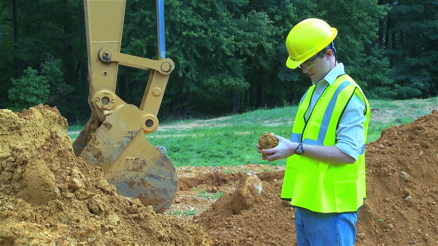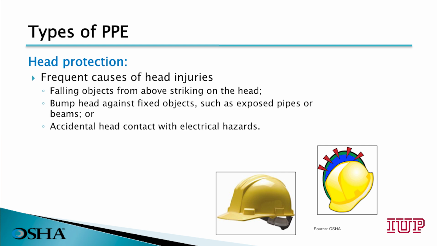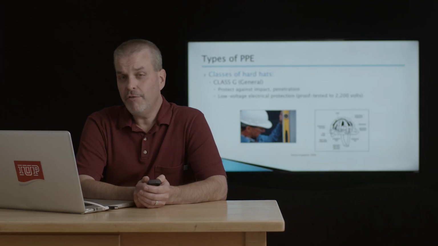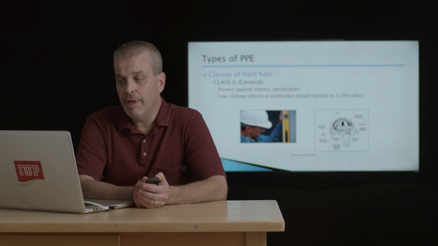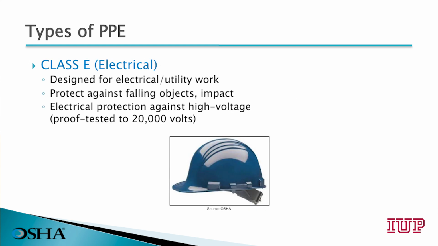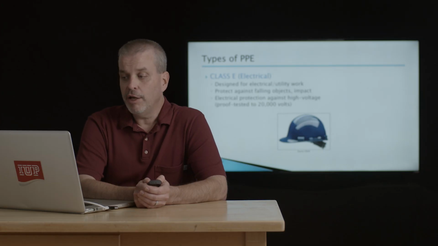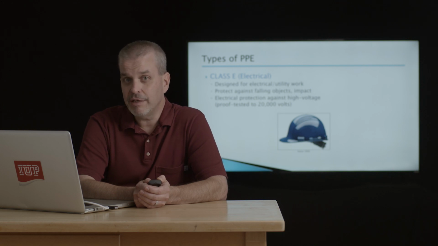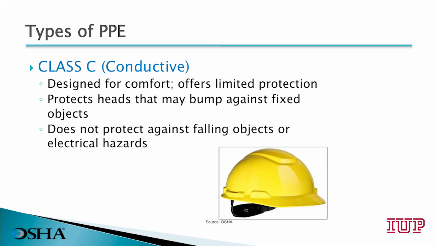With head protection, the frequent causes of head injuries include falling objects from above, bumping your head against a fixed object, or accidental contact with electrical hazards. Classes of hard hats include Class G, or General. This protects against impact and penetration but provides low voltage electrical protection. Class E, or Electrical, is designed for the electrical and utility industry. It protects against falling objects and impact and also provides electrical protection against high voltage up to 20,000 volts. And a Class C hard hat is designed for comfort. It offers limited protection. It protects heads that may bump against fixed objects.